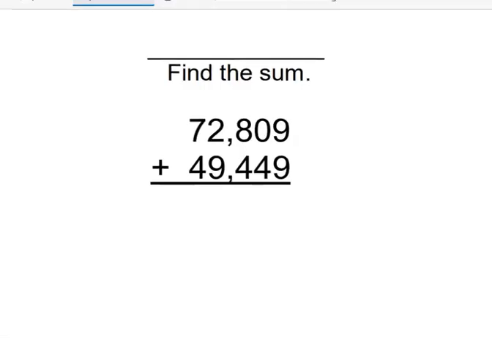Okay, we need to find the sum. So let's do it. 9 plus 9 is 18, so we'll put the 8 here, carry the 1. 4 plus 0 plus 1 is 5. 8 plus 4 is 12. 9 plus 2 is 11, plus 1 more is 12. And then we have 7 plus 1 is 8, plus 4 more is 12 again. All right, so then we just come over, put our comma, and the answer is 122,285 is the sum.